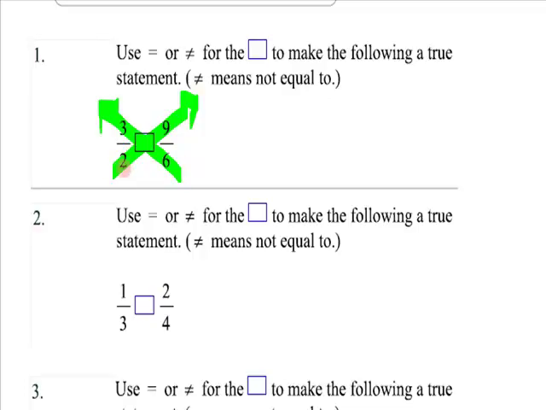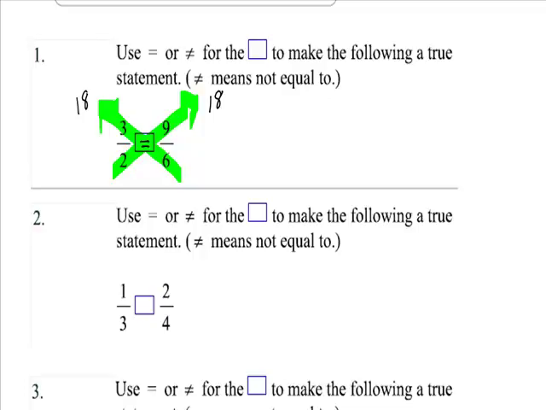All right, one of the cross products, 2 times 9, is 18. The other cross product, 6 times 3, is 18. Because the cross products are the same, we're going to choose equal. These two fractions are equal.